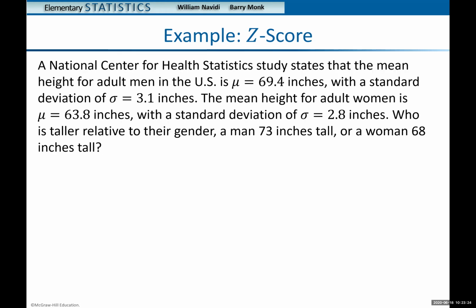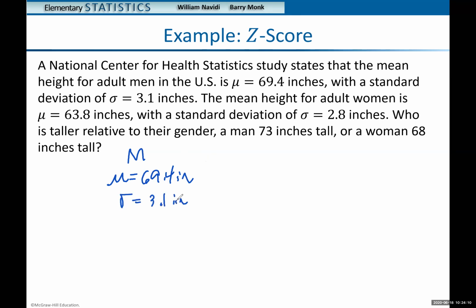All right, so let's answer this problem here. Who wants to read this problem? Volunteer. A National Center for Health Studies states that the mean height for adult men in the U.S. is μ equals 69.4 inches, with a standard deviation of σ equals 3.1 inches. The mean height for adult women is μ equals 63.8 inches, with a standard deviation of σ equals 2.8 inches. Who is taller relative to their gender? A man 73 inches tall or a woman 68 inches tall? Thank you.